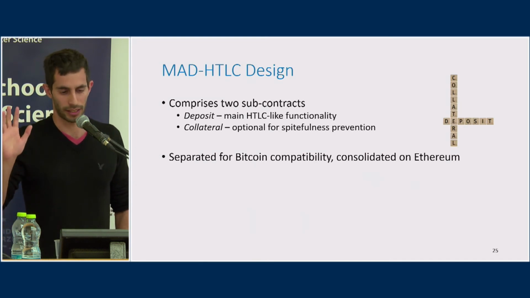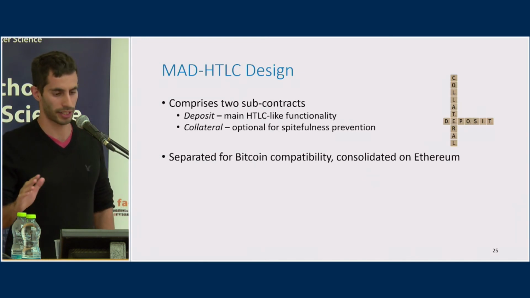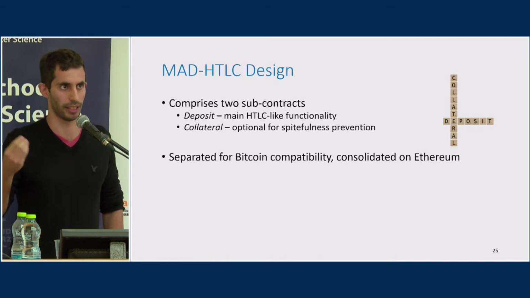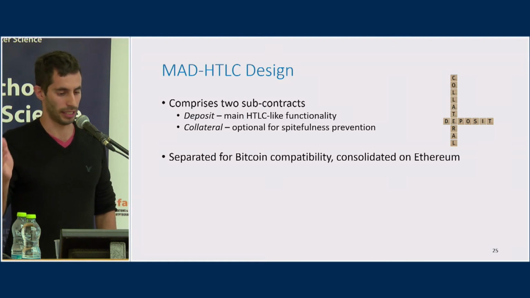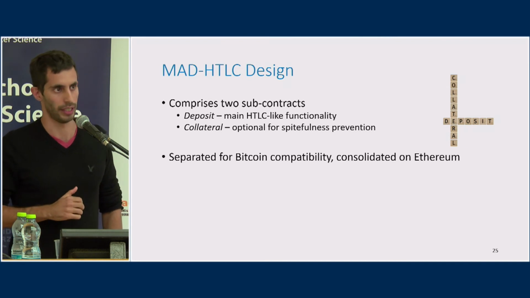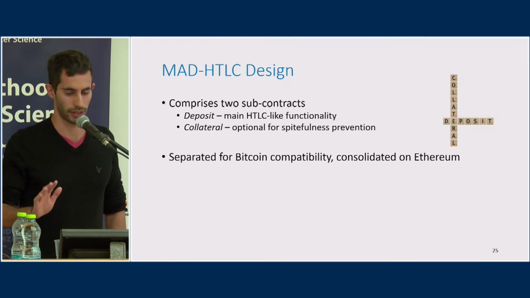The design. The contract comprises two subcontracts. The first, we call it the deposit. This is like the main functionality, the HTLC-like functionality. The second is the collateral. They're separated only for Bitcoin compatibility because of the UTXO model, but on Ethereum, they're consolidated to a single contract.